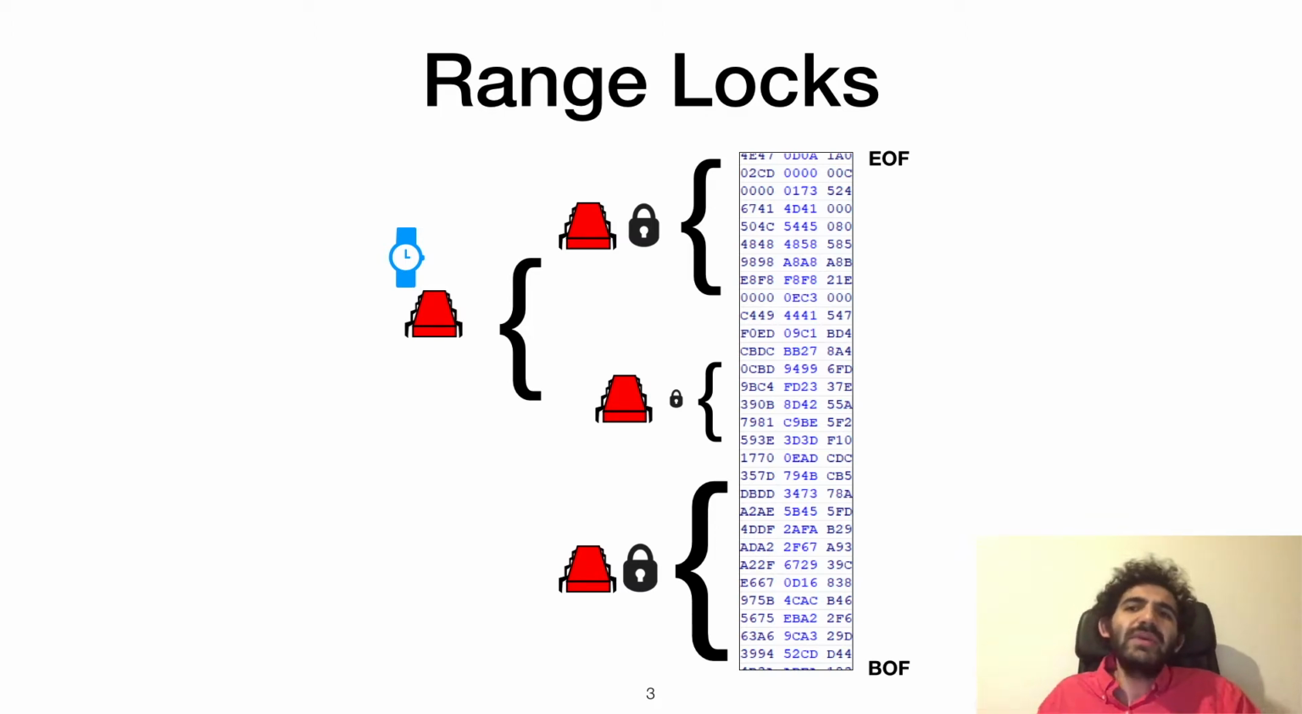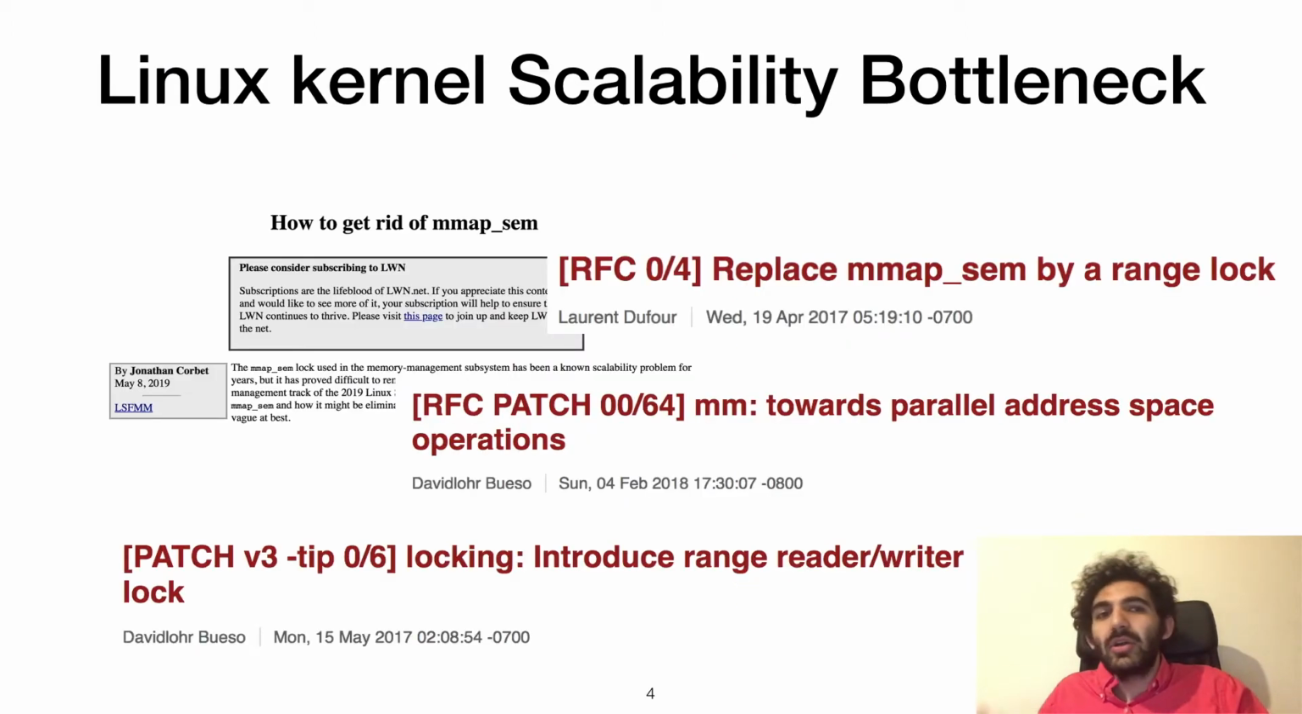This concept can be extended to any shared resource as long as we can define ranges over it. So we can use range locks to protect concurrent data structures, and use them in databases. More recently, there has been a growing interest within the Linux kernel community to use range locks to protect the address space, to tackle one of the scalability bottlenecks in the memory management subsystem. And this was the main motivation that started our work.